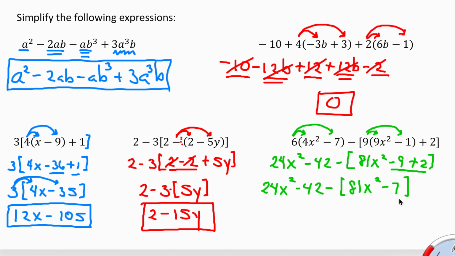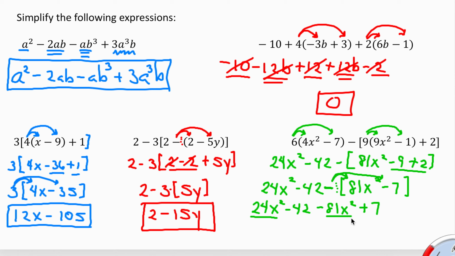Okay, now I still got to get rid of these parentheses because there's not a number right here. It's understood to be a 1. So that's what gets distributed. So 24x squared minus 42 minus 81x squared plus 7. Minus 1 times minus 7. All right, now here's x squareds.